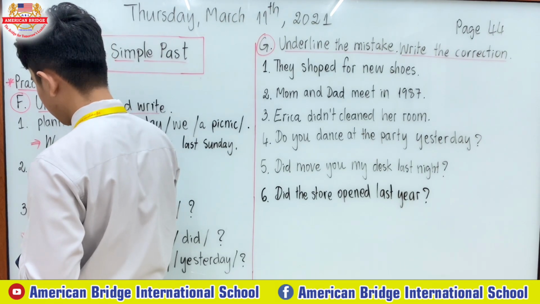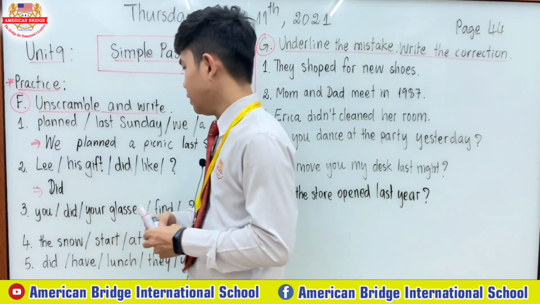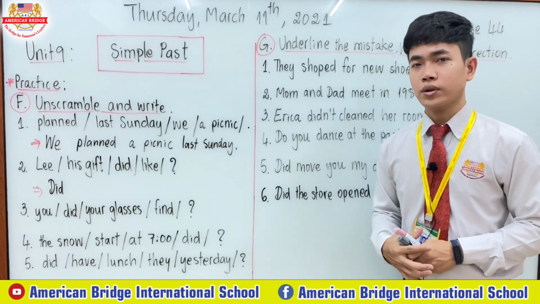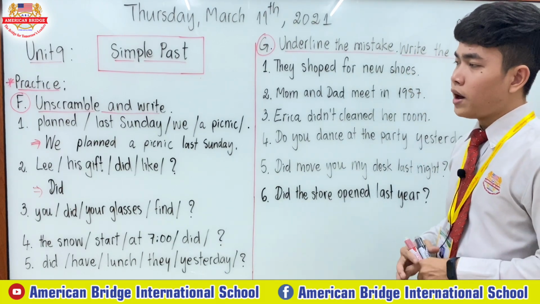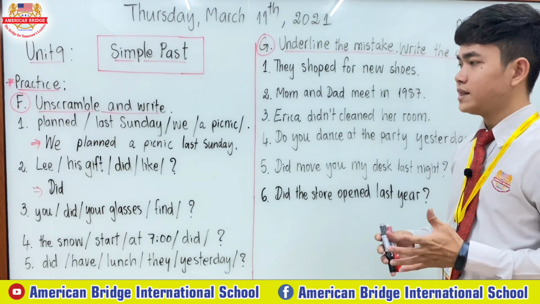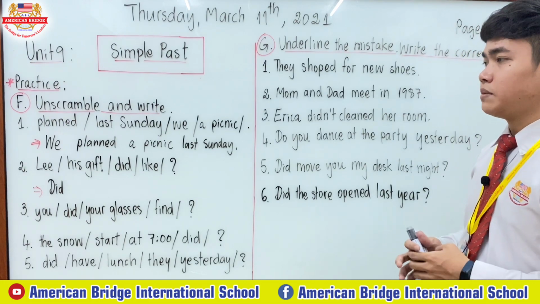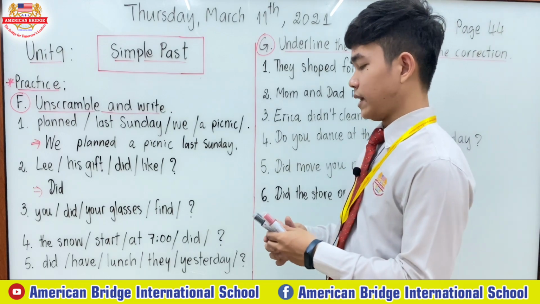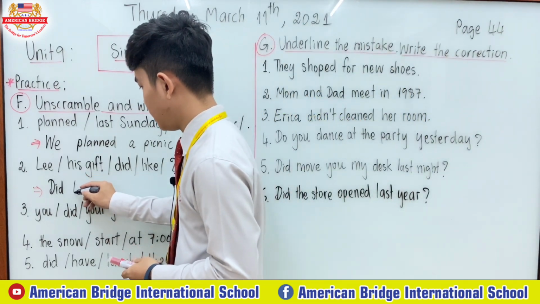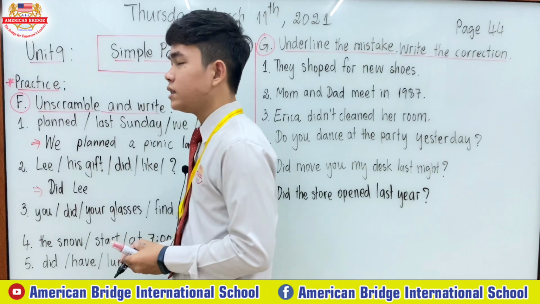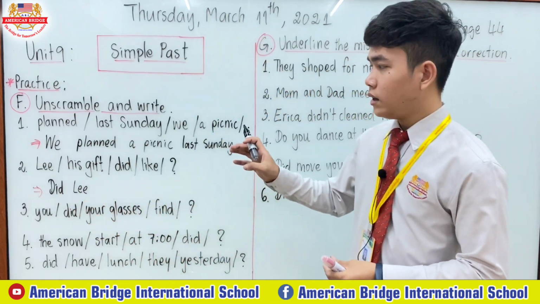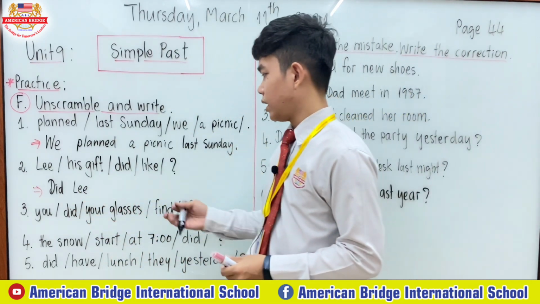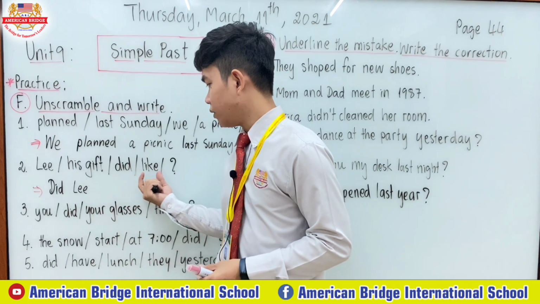Okay, so "did" is already chosen. Now let's find the subject. Where is the subject? The subject is the word Lee, right? So Lee stands for the subject. Did Lee? Lee is the name of someone, okay? Did Lee what? And then we need to form it with the verb.